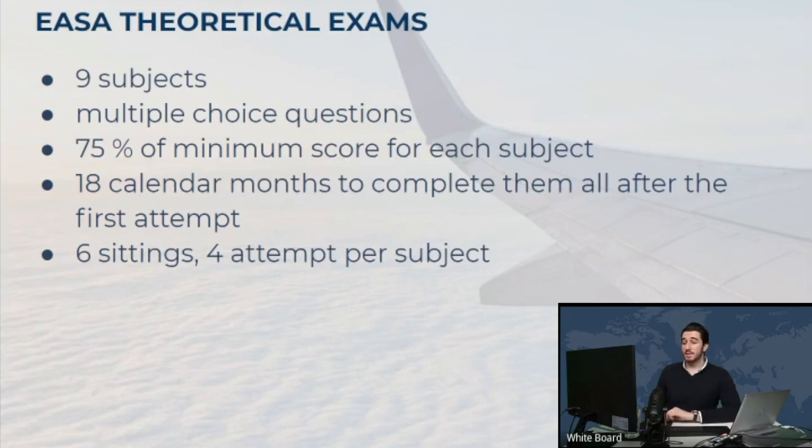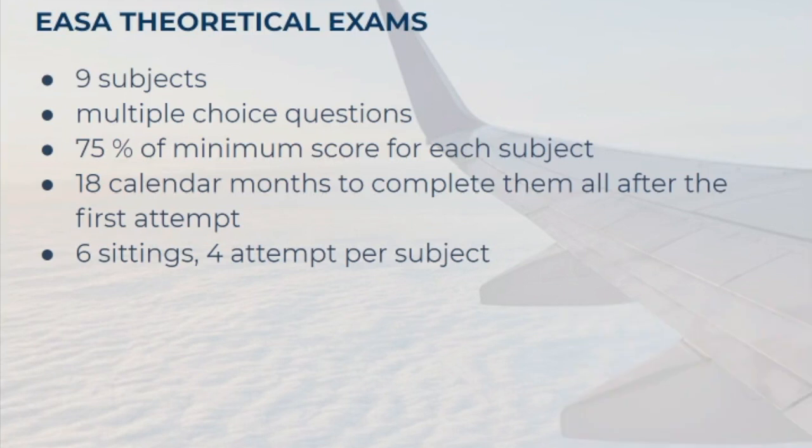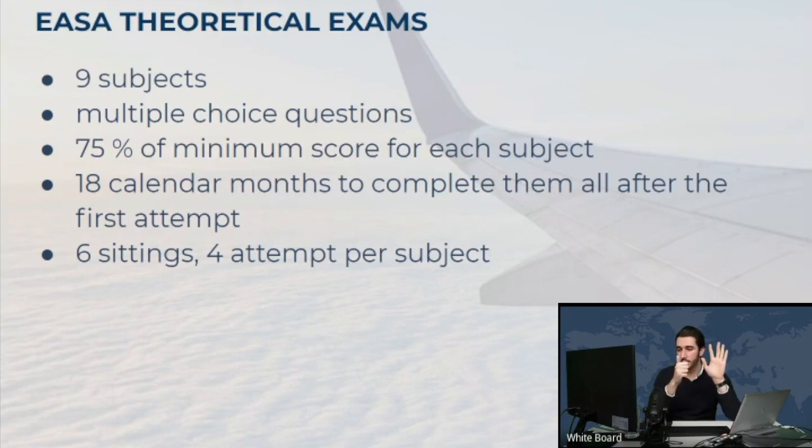Now you have 6 sittings, commonly called blocks. In these 6 sittings, you have to be able to accomplish all 9 subjects. If at the end of these 6 you are not able to accomplish all the subjects, of course, you will have to restart. And just keep in mind that for each subject, you have 4 attempts. So in these 6 blocks, 4 attempts per subject, everything has to fit here, okay?